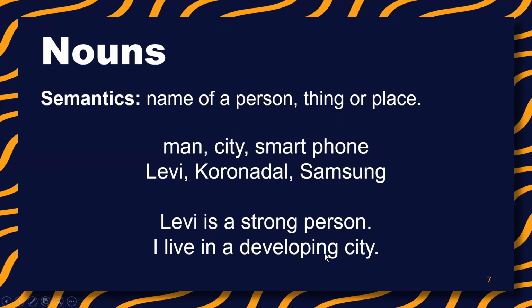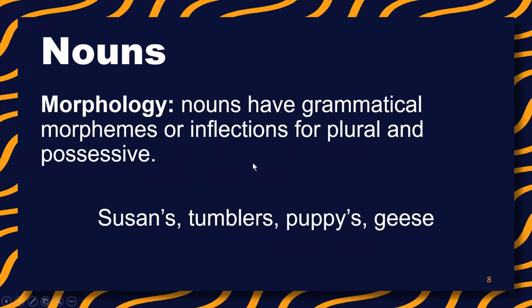I live in a developing city. Our noun here is city because this refers to a place. In terms of morphology, nouns have grammatical morphemes or inflections for forming plural and possessive forms. If we go back to morphology, we have there the inflectional morphemes that we have discussed, your seven inflectional morphemes.